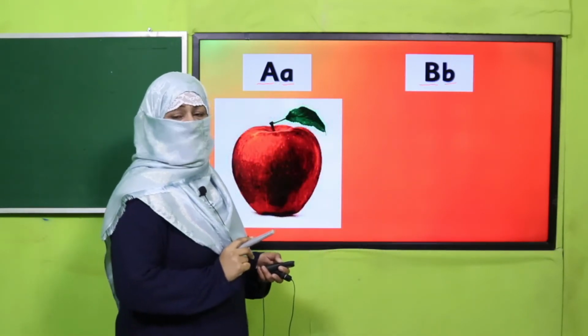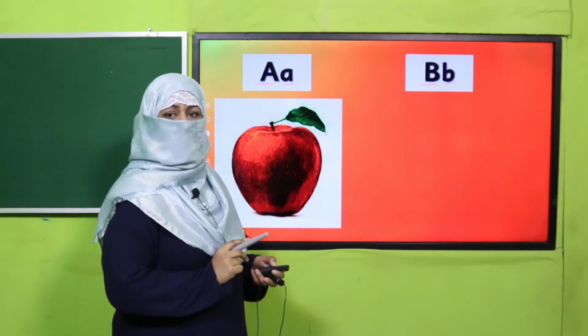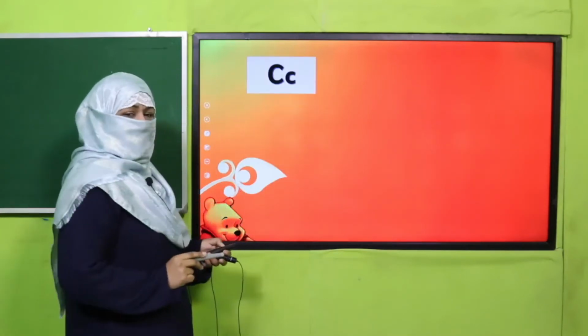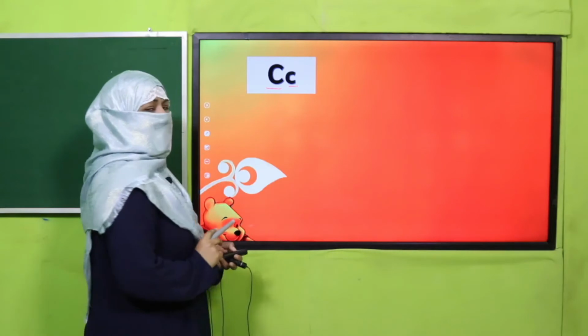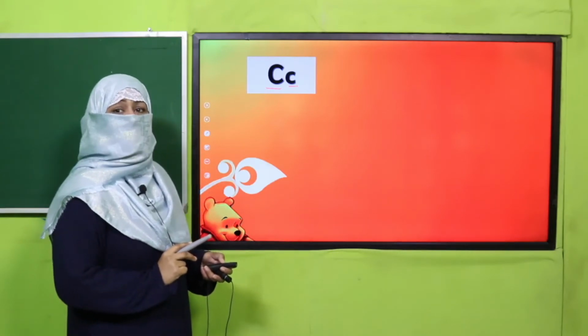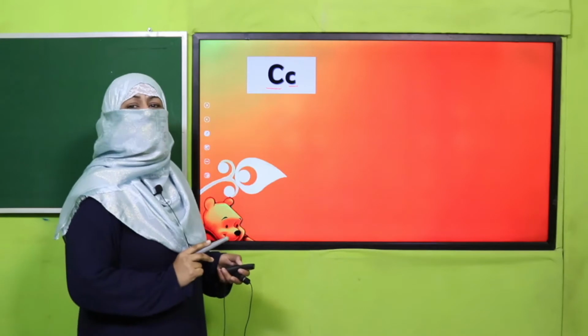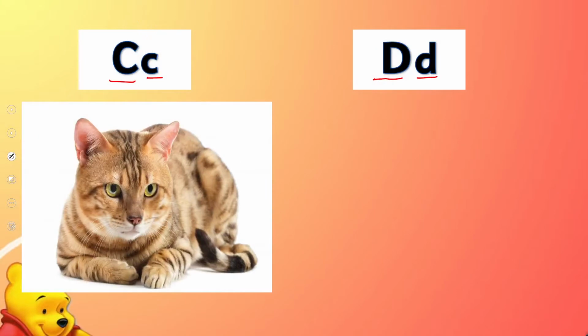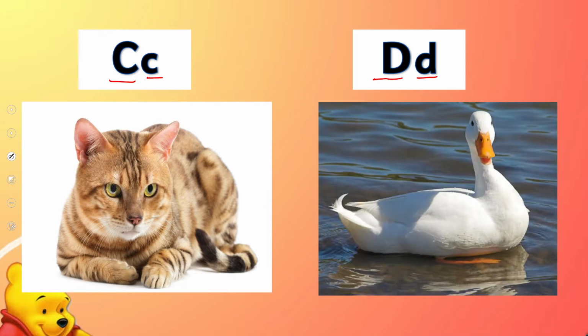B, capital B, small b. What is the sound? B, B, B, balloon. C, capital C, small c. C, k, k, cat. D, capital D, small d. D, D, D, duck. E, capital E, small e. E, E, E, egg.